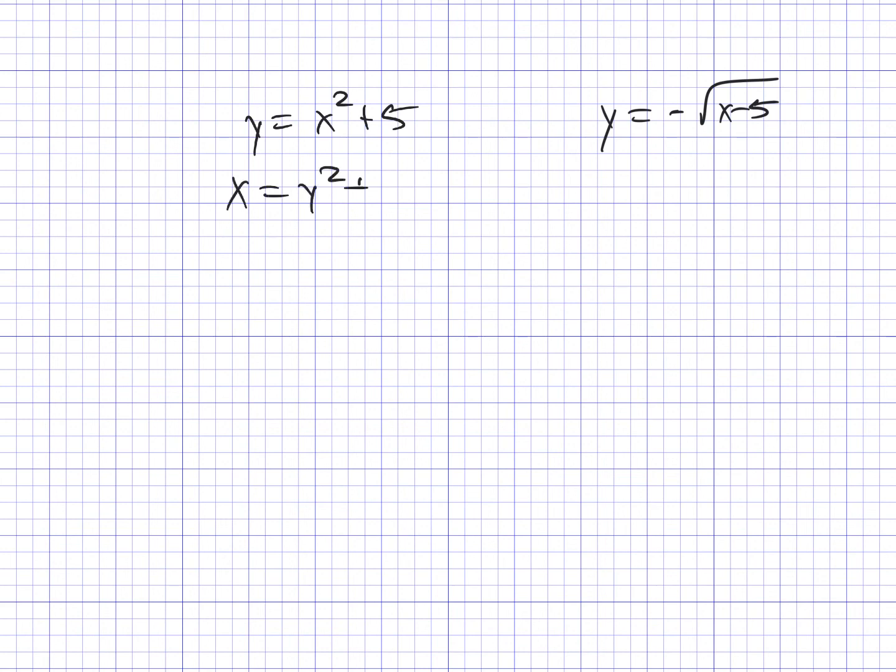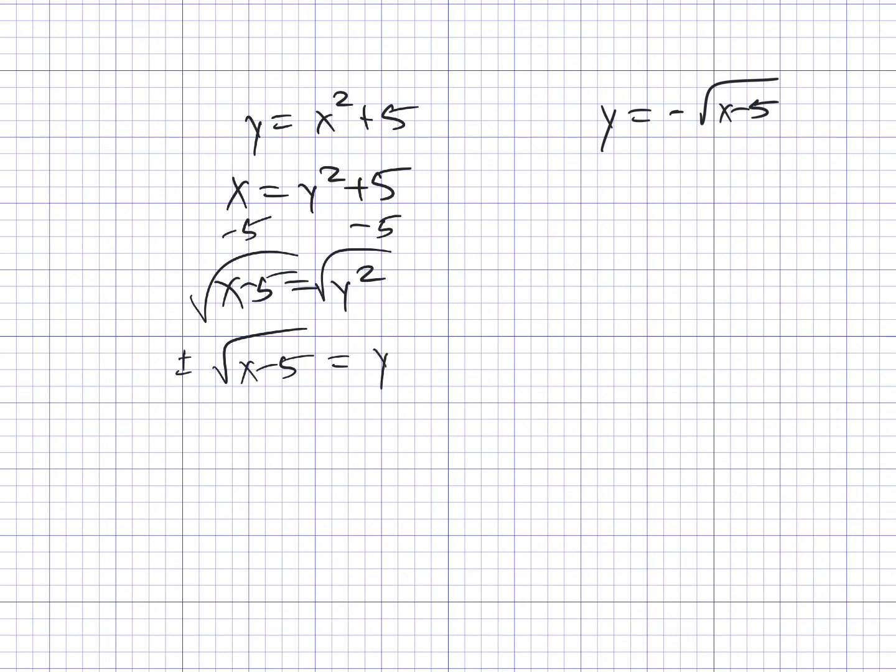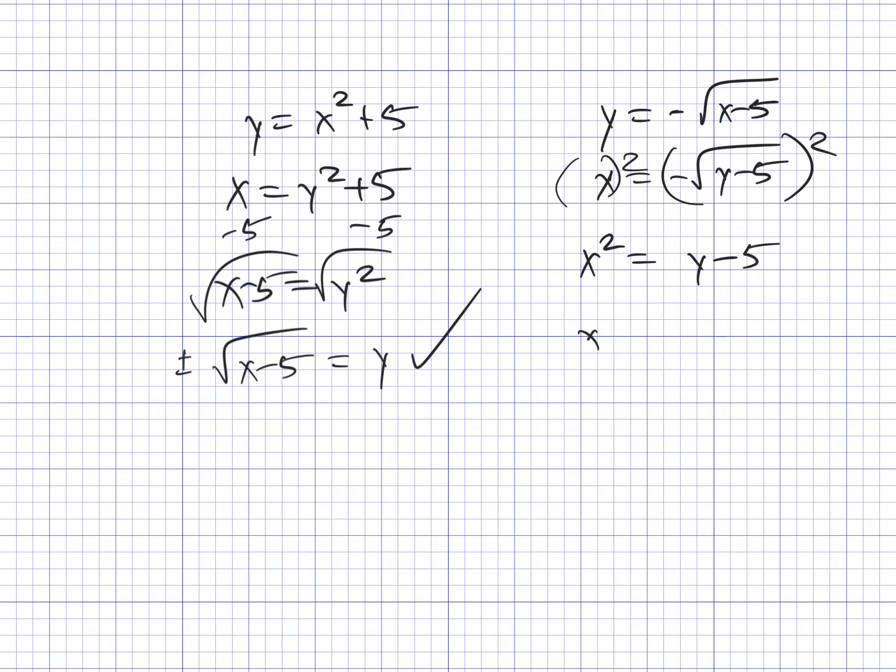X equals y squared plus 5. Subtract the 5. Okay. And then you take the square root of both sides, and you have the square root of x minus 5 is equal to y. And again, that's a plus or minus, so yeah, you could say that is the inverse of the other one. But you have to check the other one as well. So switch your x and your y. Now, if we square both sides, that's x squared equals y minus 5. Add the 5, you get x squared plus 5 equals y. And yes, then you could say they are inverses of each other.